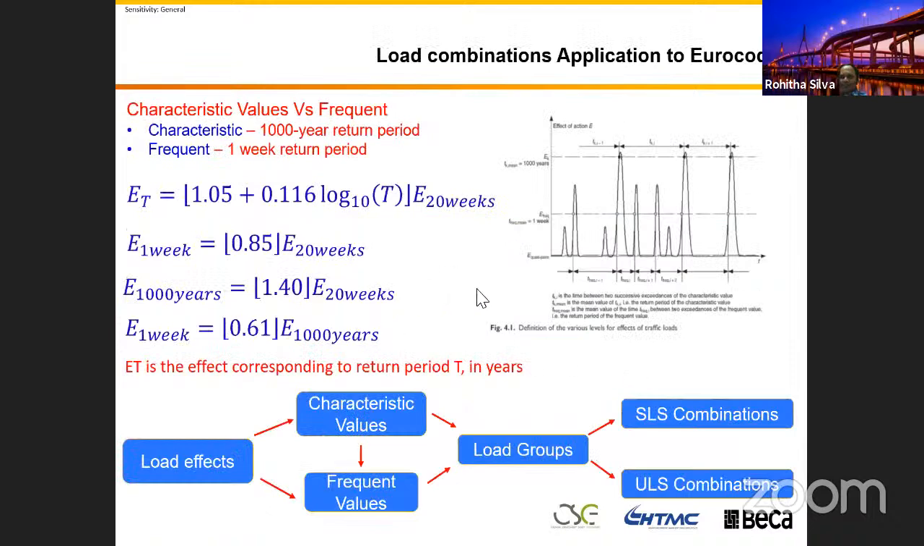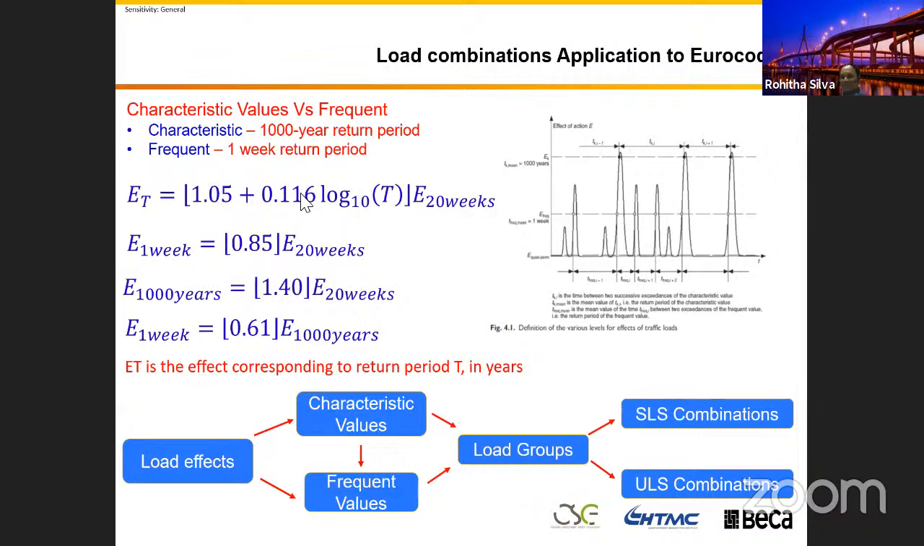And then I just touched base with the one slide I have for Eurocode. Eurocode, as I mentioned, the load effects are based on the characteristic values and the frequent values. I'm talking about live load here. The frequent effect, the way they say the frequent is like this loading system is quite commonly used in the bridges, like once in a week. And they compare the characteristic value, which is a 1 in 1,000 year effect.